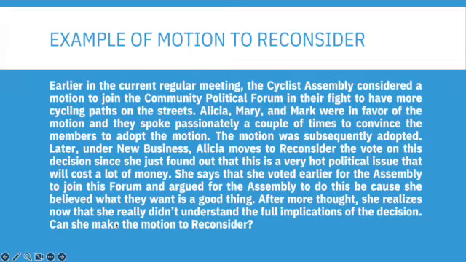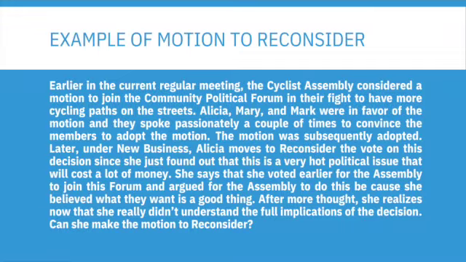So here's another example of the motion to reconsider. Early in the current regular meeting, the Cyclist Assembly considered a motion to join the Community Political Forum in their fight to have more cycling paths on the street. Alicia, Mary, and Mark were in favor of the motion. They spoke passionately a couple of times to convince the members to adopt the motion.